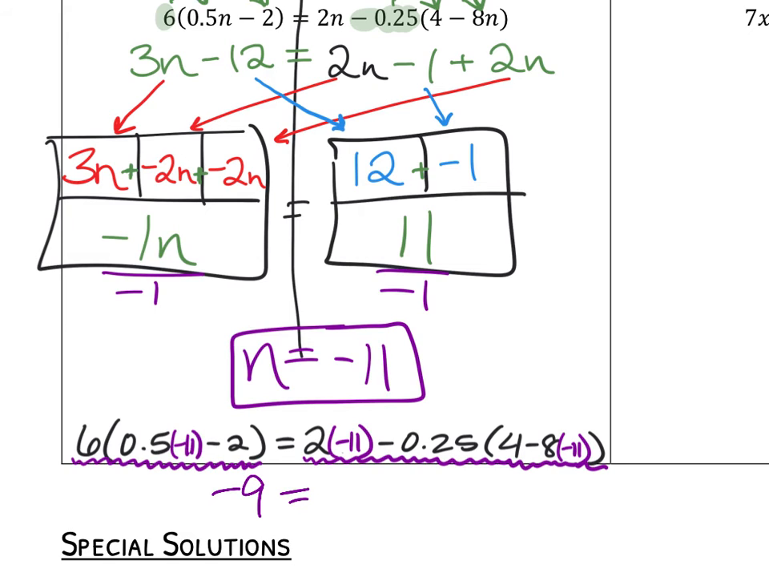And then can you give me everything else on that side? Type all of that in. And if it equals negative 9, then we did this problem right. You don't have to ask me, did I do this right? You can check all of your own work.